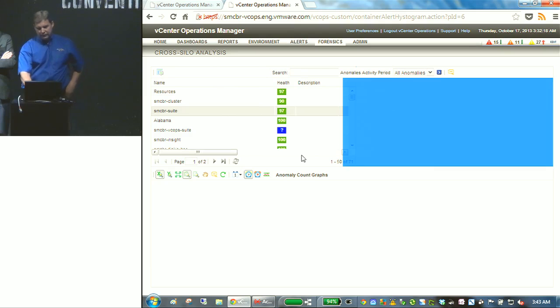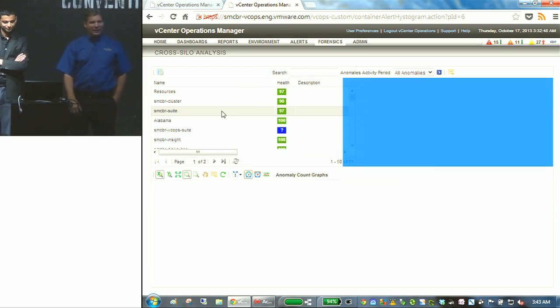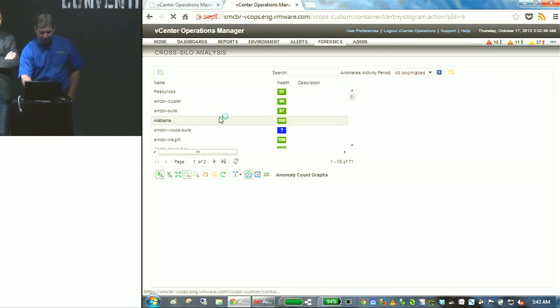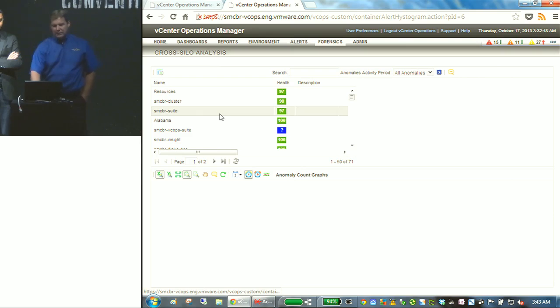Hold on. It's going from here back to the US, so it's got a little bit of latency in the UI, but I don't know why it's taking this long. I can select multiple objects and see the anomalies for these objects, if it'll show up, but we'll give it a rest.